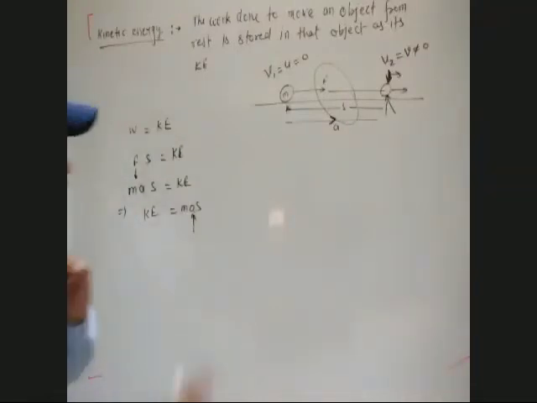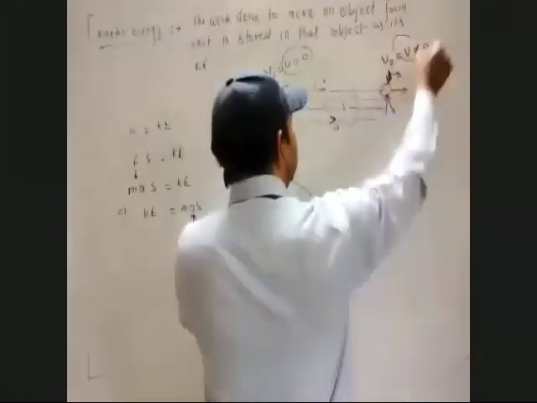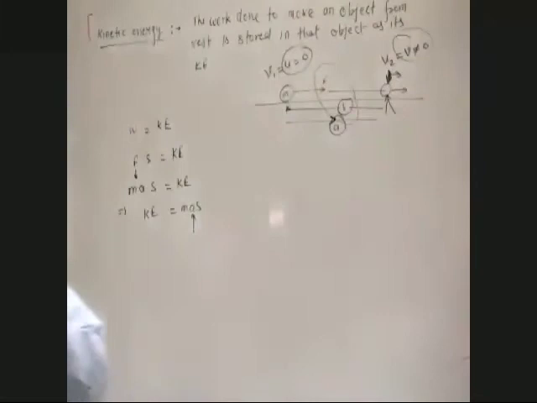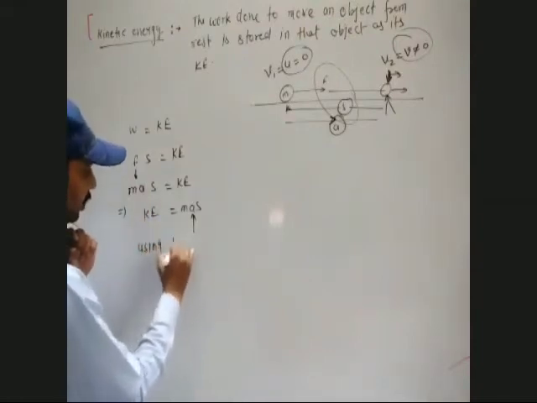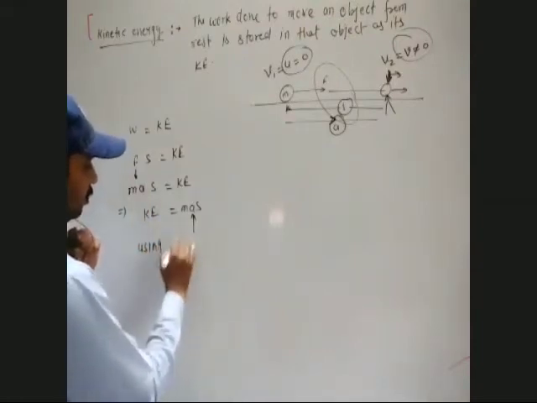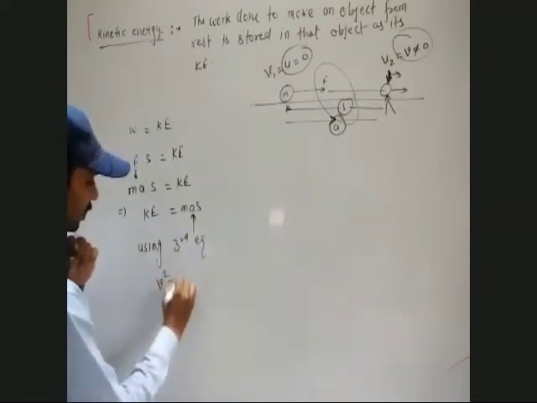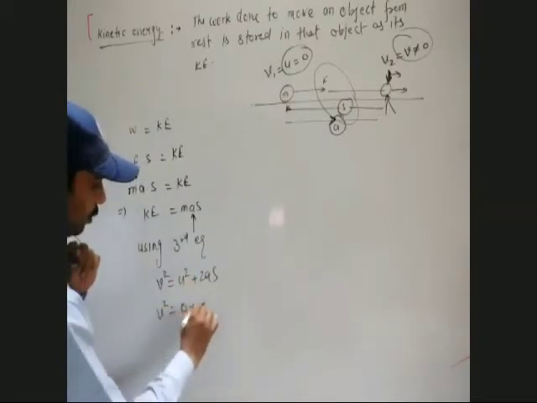And how to remove? See, here we have u, v, s and a. Tell me any equation which contains all these four quantities. Third equation. Okay, third equation. Using the third equation, we have v square is equal to u square plus 2as. That means v square equal to 0 plus 2as.